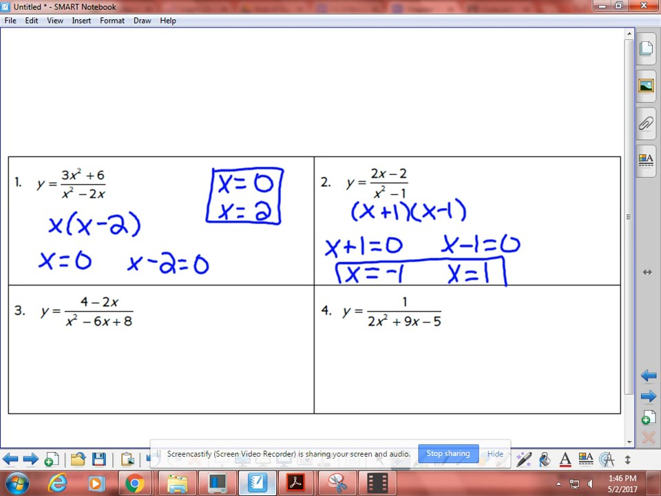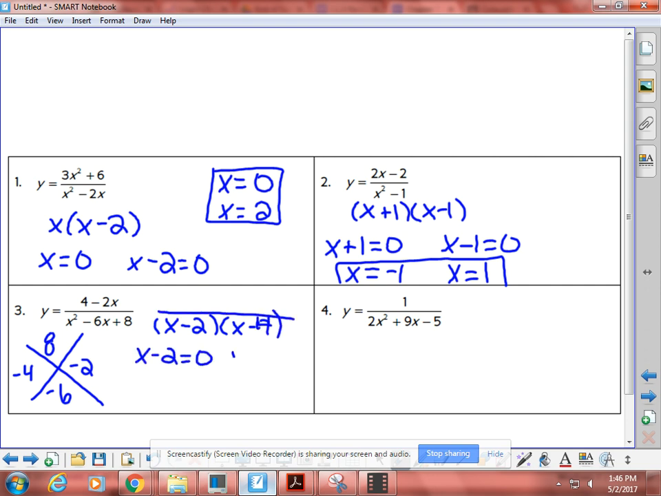Number 3, same thing, I have to factor. So I'm saying, okay, what multiplies to 8 that adds to negative 6? Well, what's going to do that is negative 4 and negative 2. So my denominator is really going to be x minus 4, x minus 2. I said that backwards. So set both of those equal to 0 and solve. And those are your two solutions for that.